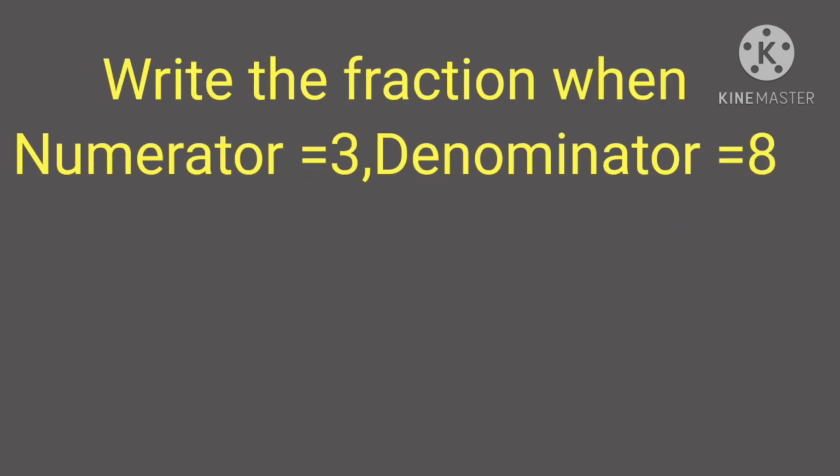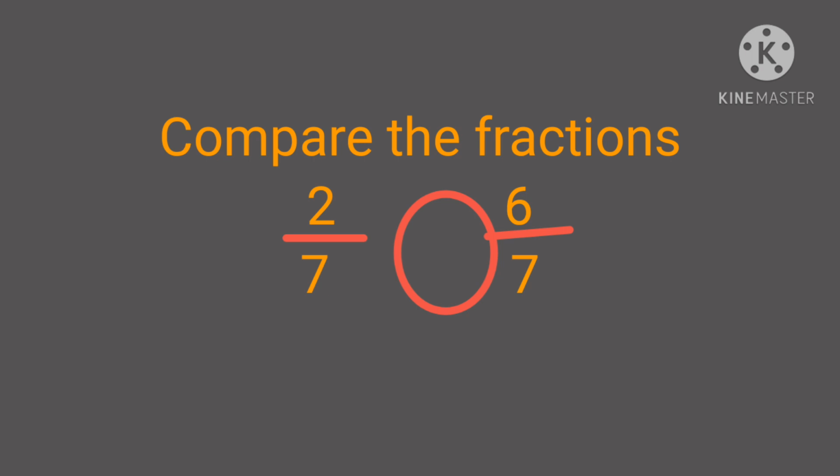Now let us write the fraction when the numerator is 3 and denominator is 8. Can you tell me? Yes, it is 3 by 8. Now let us compare the fractions 2 by 7 and 6 by 7. Can you tell me which is bigger? Is it 2 out of 7 parts or 6 out of 7 parts? Yes, it is 6 out of 7 parts, isn't it? So 6 by 7 is greater than 2 by 7. So children, we have learned the basics of fraction now.